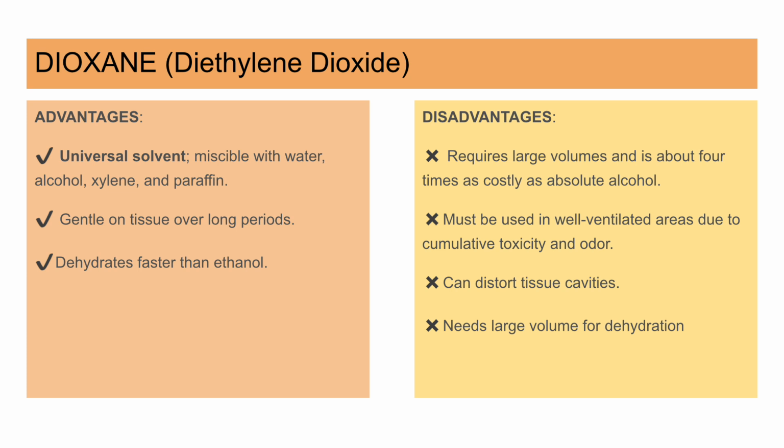Dioxane is also a universal solvent as it mixes well with water, alcohol, xylene, and paraffin. It is gentle on tissue over long periods and dehydrates faster than ethanol. However, it requires large volumes and is about 4 times as costly as absolute alcohol. It must be used in well-ventilated areas due to cumulative toxicity and odor. It can distort tissue cavities and needs large volume for dehydration.